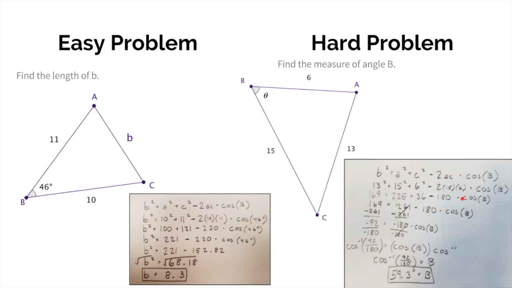Let's subtract 261 to the other side, getting negative 92, which is equal to negative 180 times cosine of b. Divide negative 180 to the other side, getting 92 over 180 is equal to cos of b. Then take the inverse of cosine to both sides, and your answer should be 59.3 degrees.